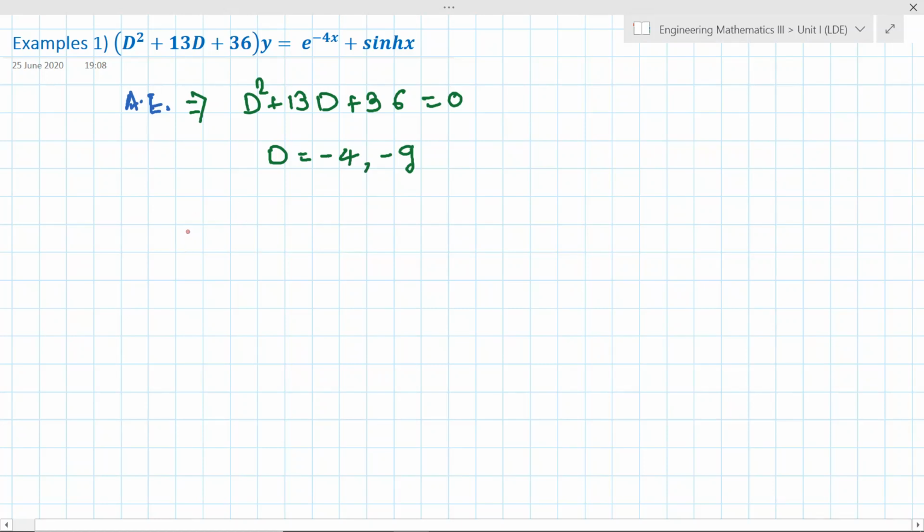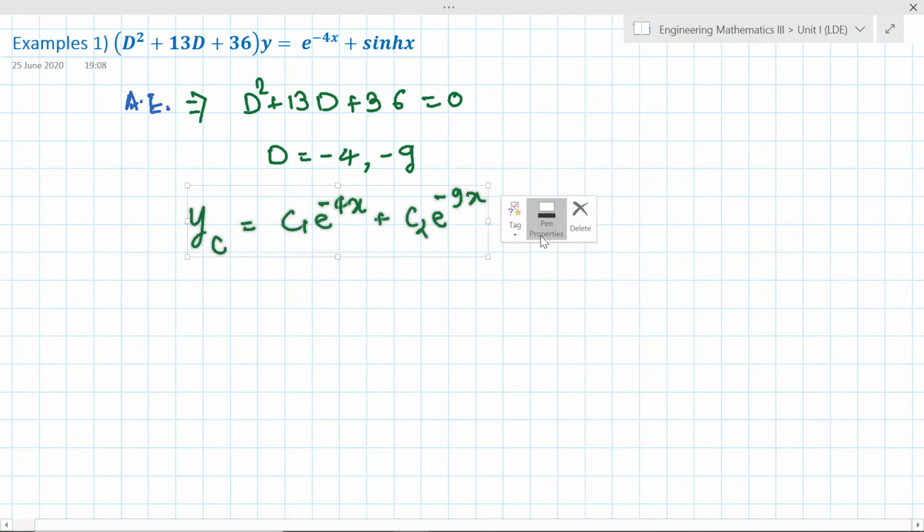Therefore my yc is nothing but, here the roots are real and distinct, so c1 e raised to minus 4x plus c2 e raised to minus 9x. So this is my complementary function. Hope you have understood.